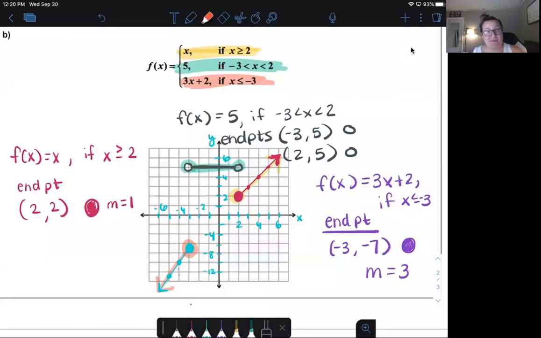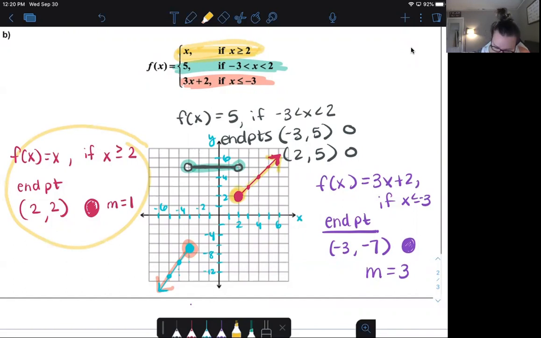All right, here's my graph of this piecewise function. So as you can see, I've color-coded it for us. The first piece of this piecewise function is f of x equals x if x is greater than or equal to 2. I did my work for the endpoint over here. And then this is the piece of that graph. I put an arrow at the end of that ray so I would know that it extends forever.